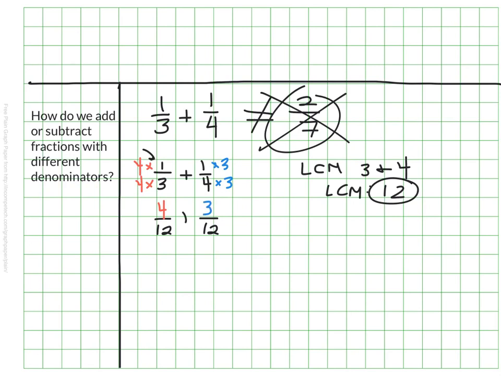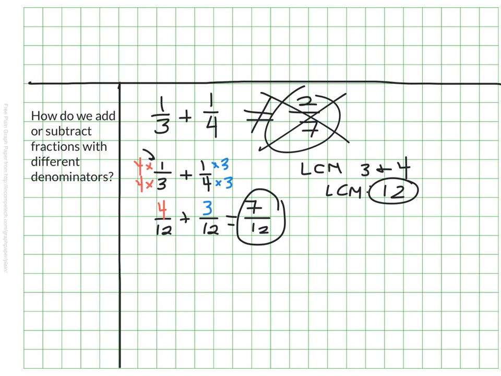Now, my fractions have the same denominator, and I can go ahead and use my original strategy. So I can say 3 plus 4 is 7, and keep my denominator of 12. And that would be my sum. That would be my answer. The same process is true for subtraction.